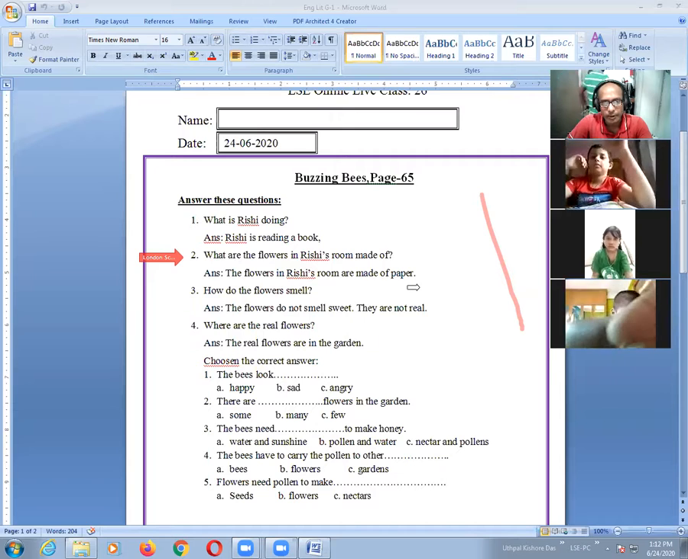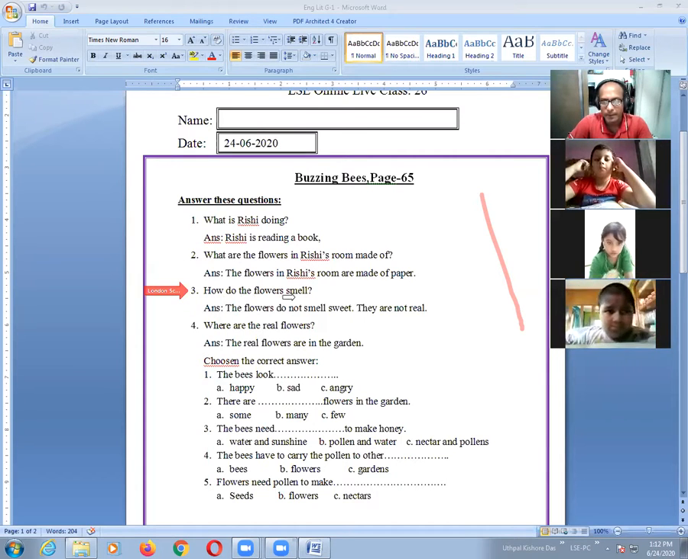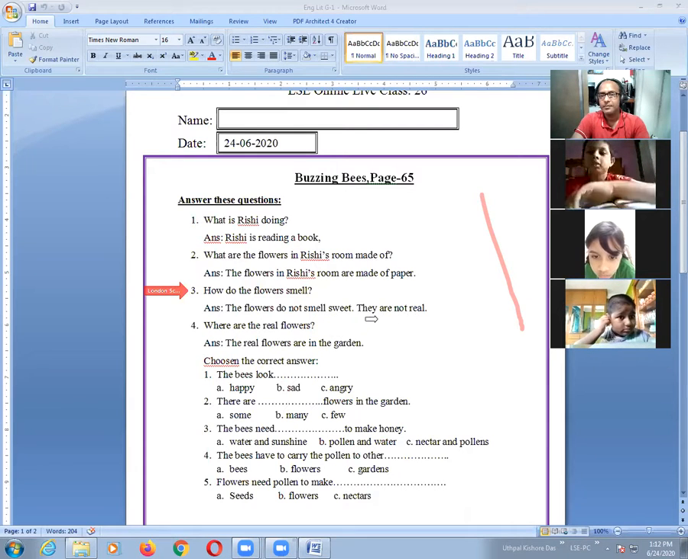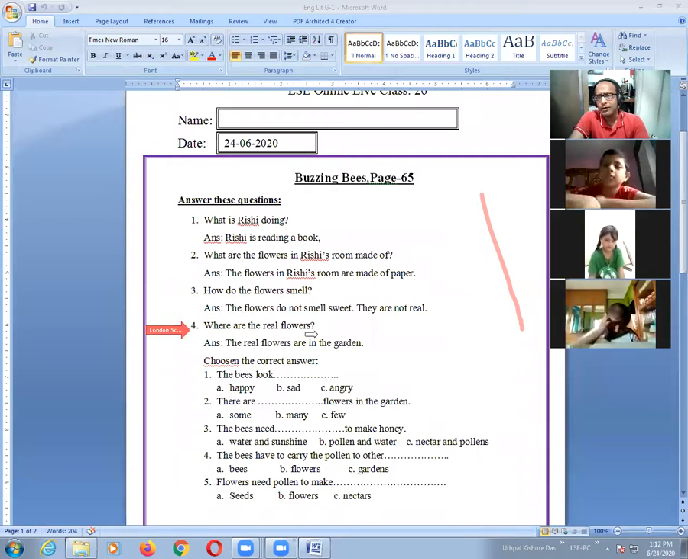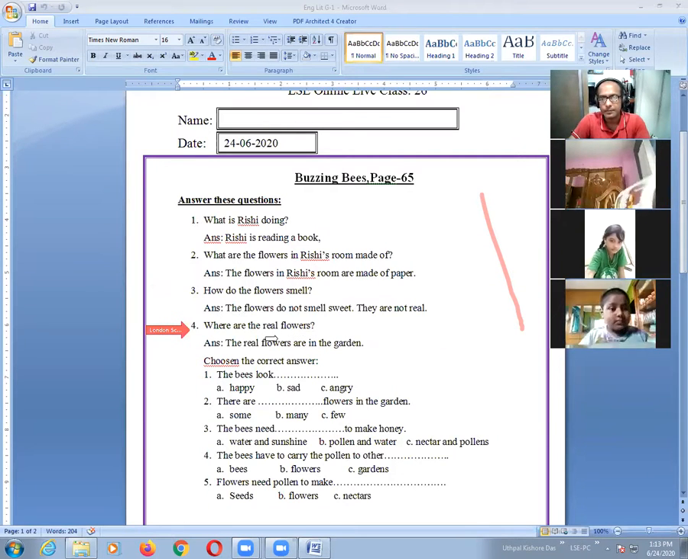Okay, now Zara, come to question number three. How do the flowers smell? The flowers do not smell sweet. They are not real. Okay, now come to number four. Where are the real flowers? The real flowers are in the garden. In the garden. Okay, very good.